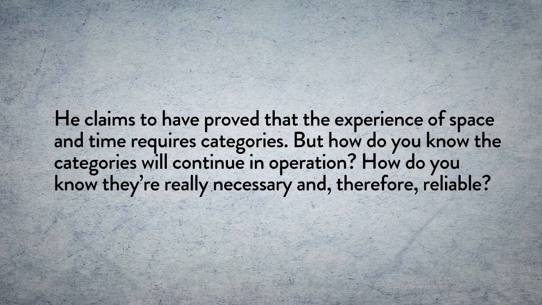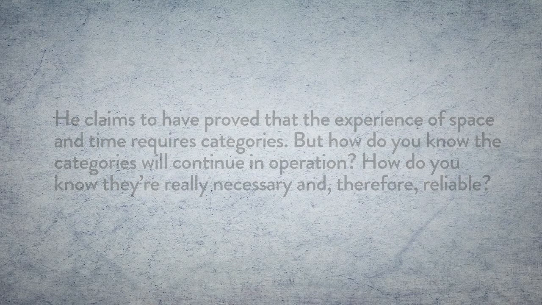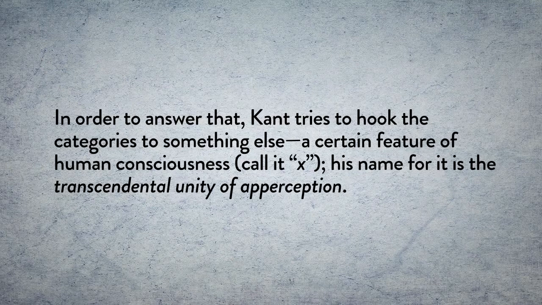So far, he claims to have proved that the experience of space and time requires categories. But then, of course, the question could still be, how do you know the categories will continue in operation? How do you know they're really necessary and therefore reliable? That's a question that many of you asked in the question period last week. Well, in order to do that, Kant tries to hook the categories to still something else, which, of course, he gives one of his typical names to.